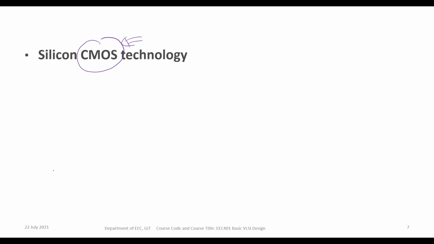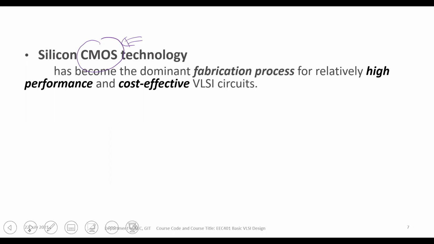Okay, what is the reason? Because of this, it is possible to create VLSI circuits that are cost effective and high performance. Therefore, with this particular technology, CMOS technology, it is possible to realize high performance circuits at very low price. With a low price, you are able to realize the VLSI circuits. So that is an advantage of using the silicon CMOS technology.